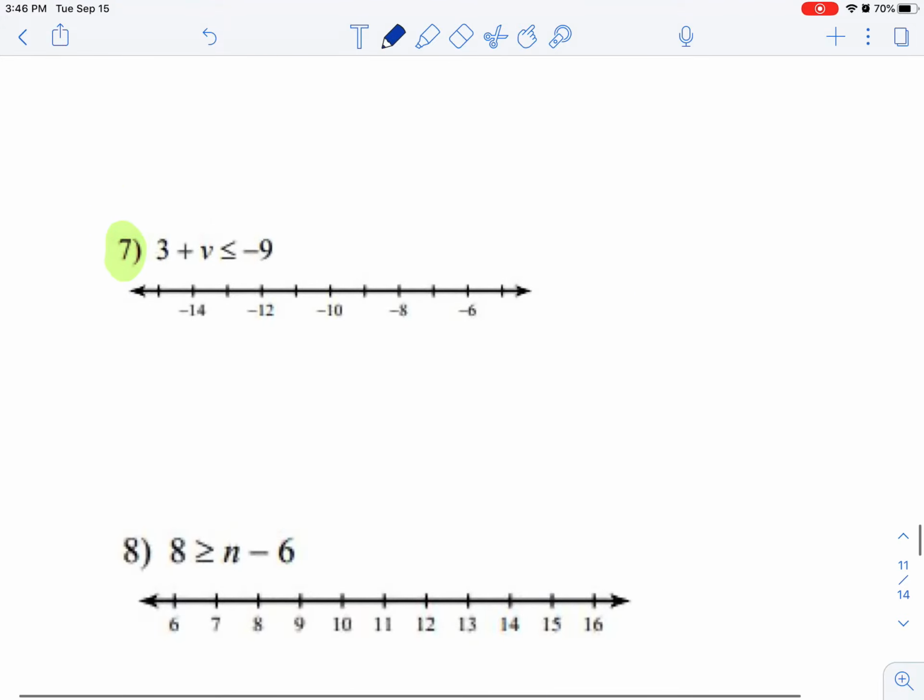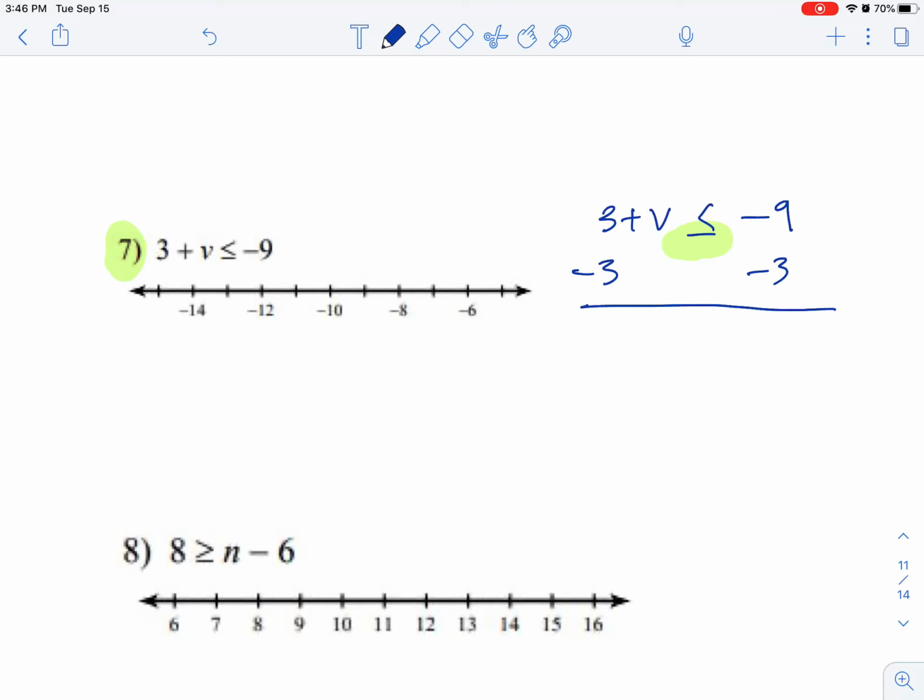Now, you have 3 plus v is less than or equal to negative 9. Note this line underneath the inequality sign. That means that it includes the point. So you subtract 3 on both sides, and you get v is less than or equal to negative 12.